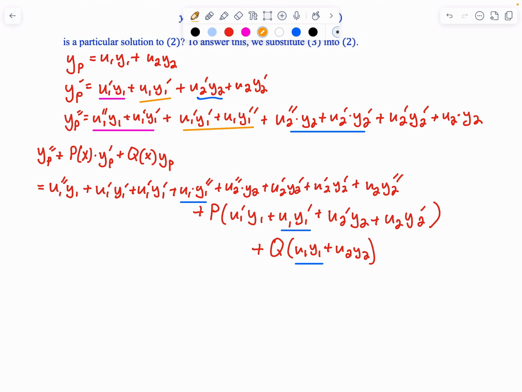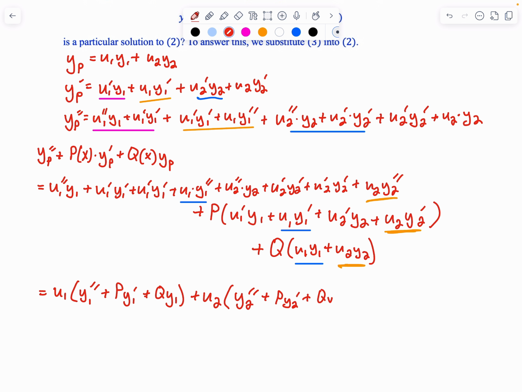We're going to look at U2. So U2, we have one right here, and one right there. All right, so we're going to put all the U1s and all the U2s together, and then we'll leave everything else after that. Okay, so what we're going to get is U1 times (Y1 double prime plus P Y1 prime plus Q Y1) plus U2 times (Y2 double prime plus P times Y2 prime plus Q Y2).